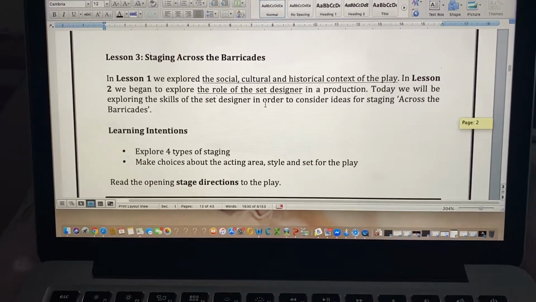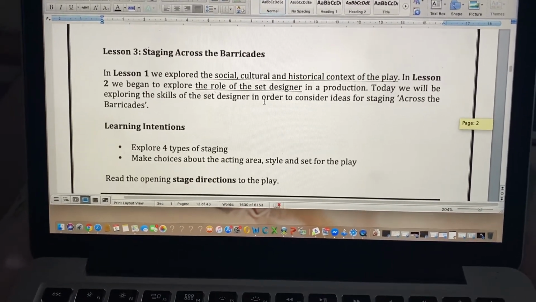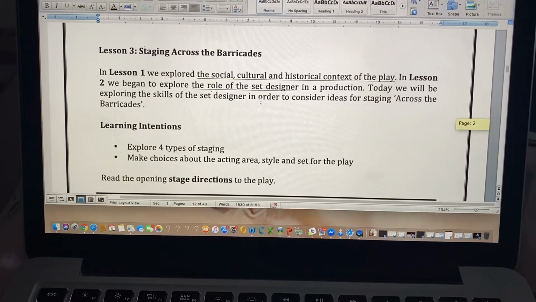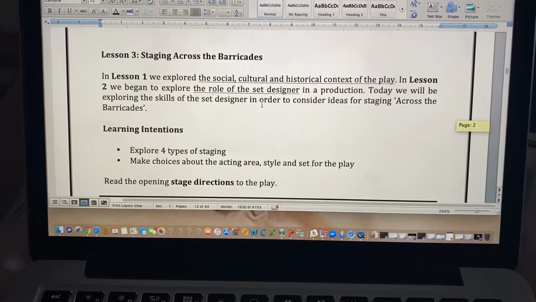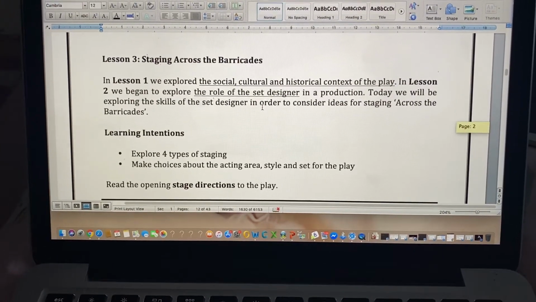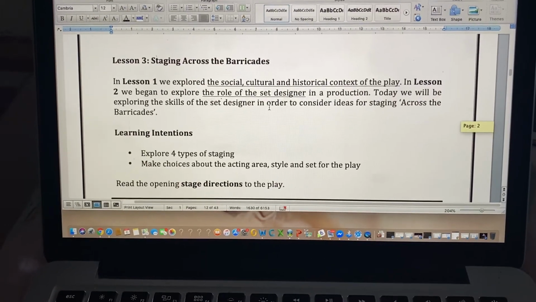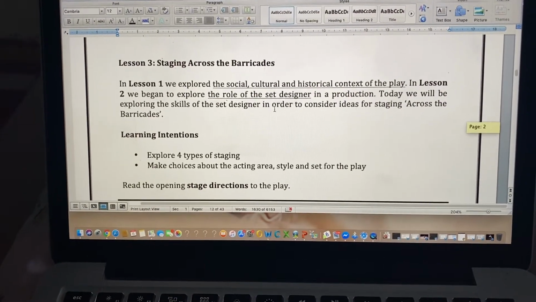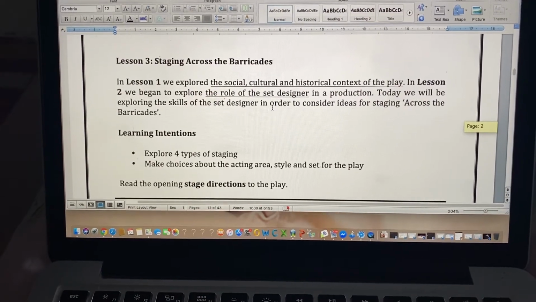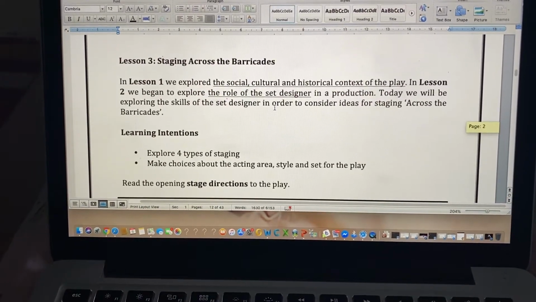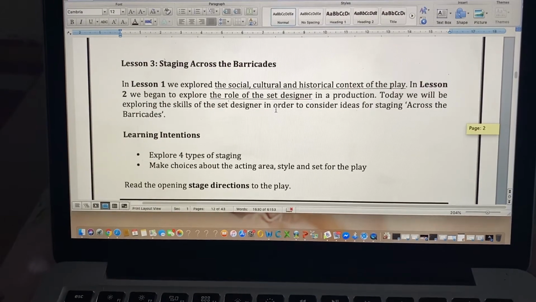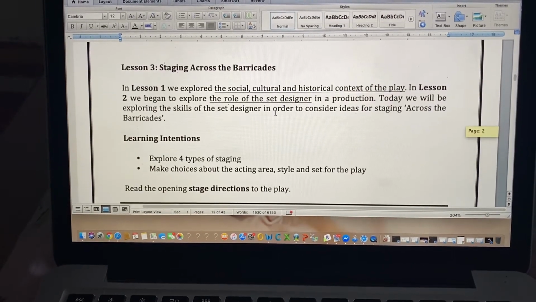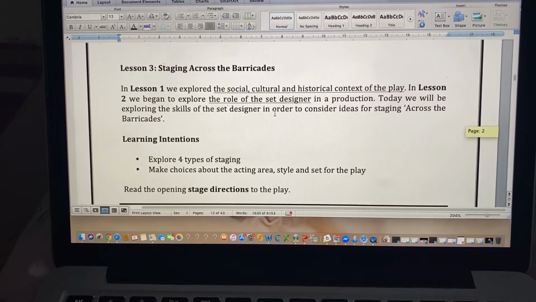So, in lesson 1, we explored the social, cultural and historical context of the play. In lesson 2, we started to think about the role of the set designer in a production. And last week, we talked about context. Today, what I want you to do is to think about the skills a set designer needs in order to consider ideas for staging Across the Barricades.